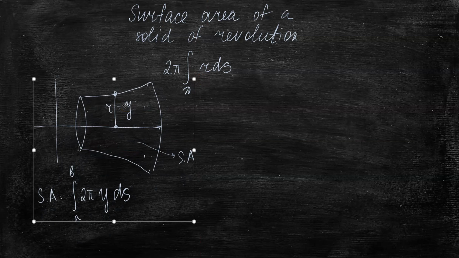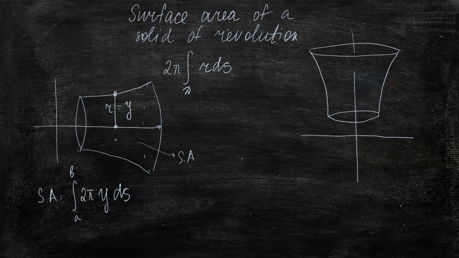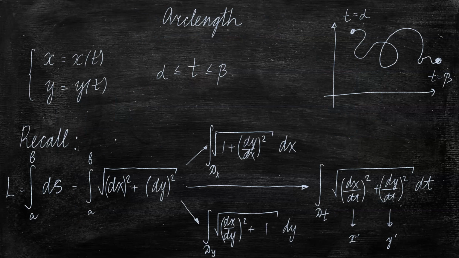And when we had the rotation around the y-axis, so when we had something like this, and then we take this curve and rotate it around the y-axis, like this, then r, the radius of rotation, was x, and then we set up the surface area as an integral from c to d, for example, 2 pi x ds, and then again, depending on the setup, we can write ds either this way or this way.